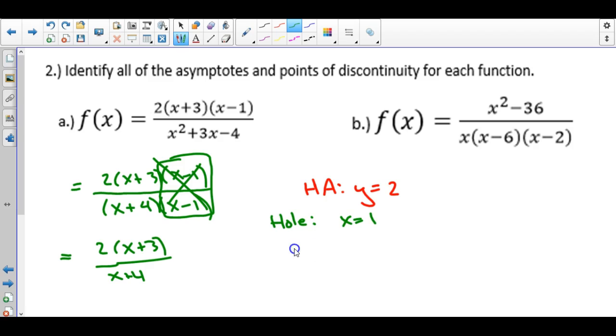And now I'm going to look for my vertical asymptotes, which is basically just looking at where the function is going to end up having 0 in the denominator. So what value of x would turn the denominator into 0?